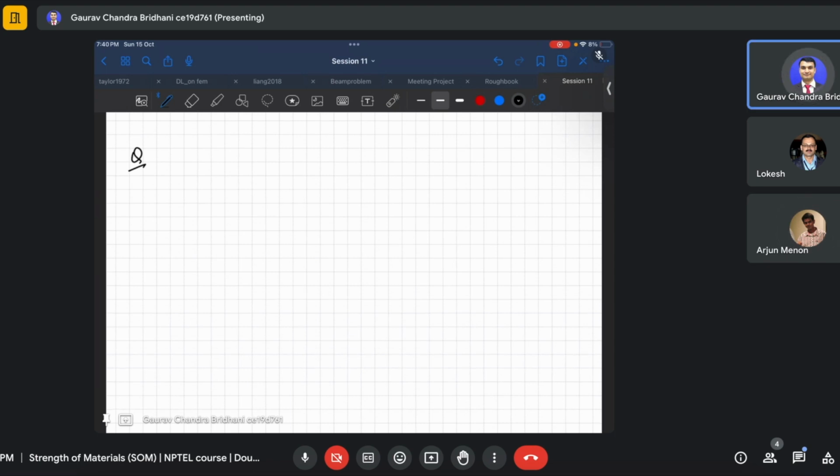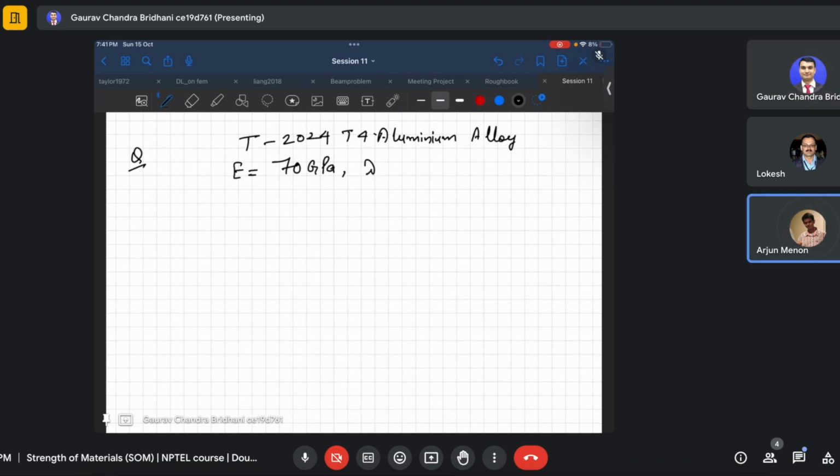This was part of week 11. 2024. Okay. Aluminum alloy. Young's modulus is 70 GPa only now. And what was the other? Mu is 0.3. Yield strain was 0.5%, that means 0.005 meter per meter.